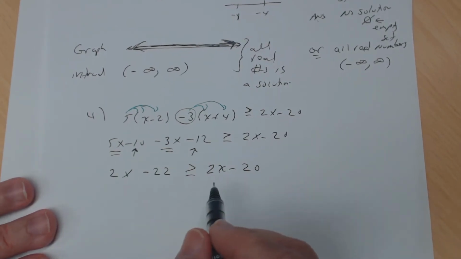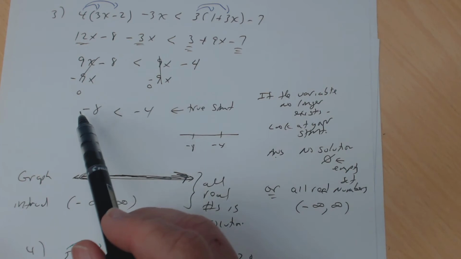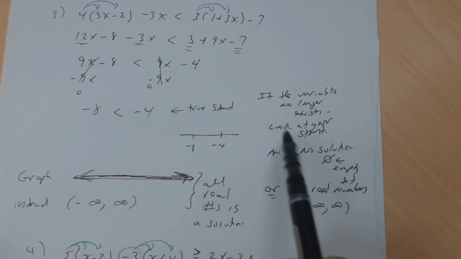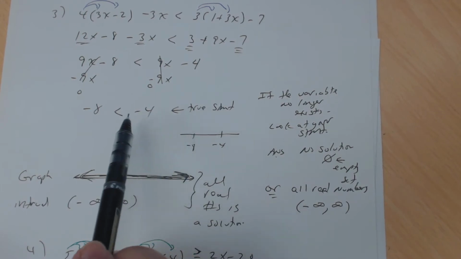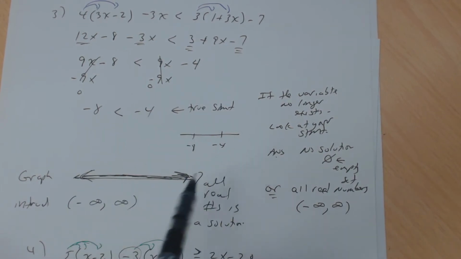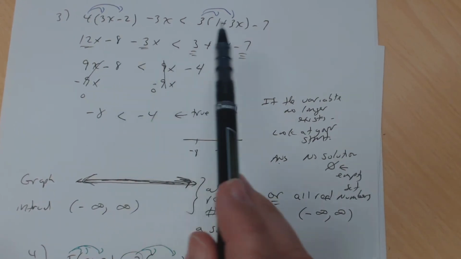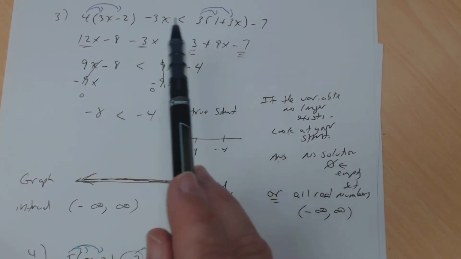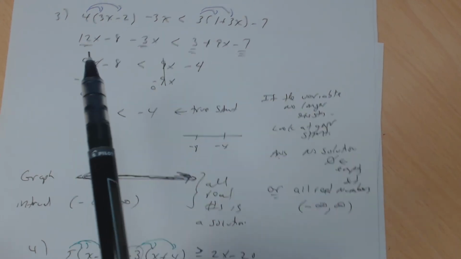Now look what happens when I subtract 2x, just like what happened here. When I subtracted 9x, I ended up with a statement that no longer had a variable. So I had to determine whether it was a true or false statement. That statement's true, so that means that my solutions are all real numbers. No matter what I plug into x, the variable x, this statement will always be less than that statement.